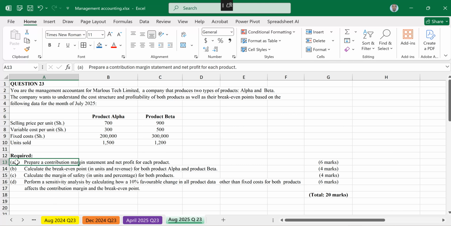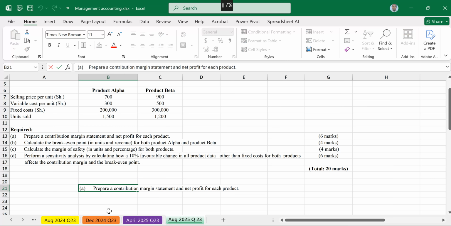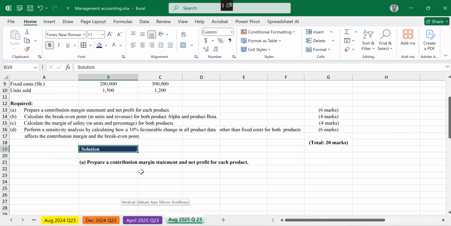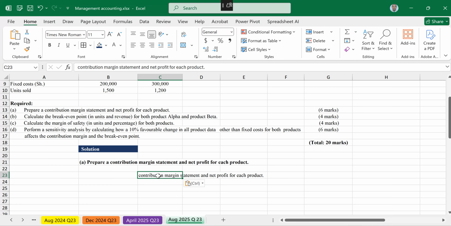We start with the first one, the solution. The first part of the question. And this is the solution. Now prepare a contribution margin statement and net profit for each product. So this will be the contribution margin statement and net profit for each product.